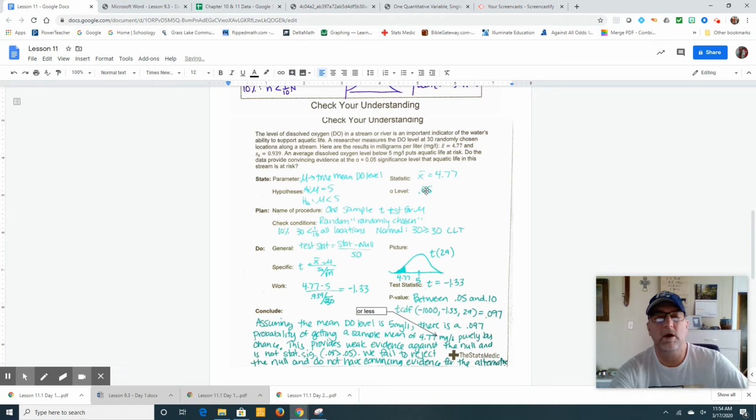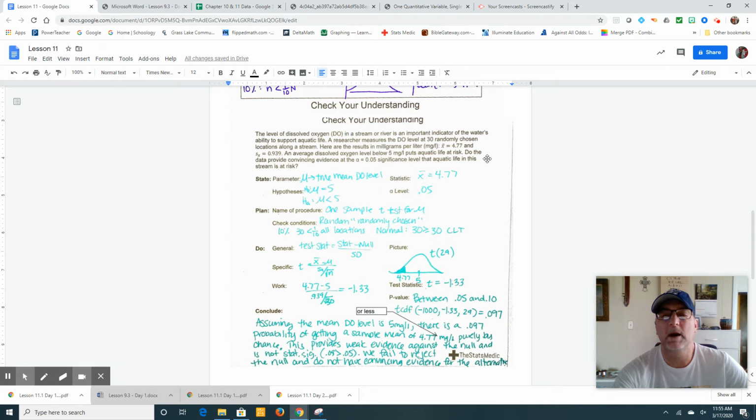All right, so here they're talking about the level of dissolved oxygen in a stream or river, which is an important indicator of water's ability to support aquatic life. A researcher measures the DO level at 30 randomly chosen locations. So our n is 30, so that's great because we can use the central limit theorem for normal. Here are the results in milligrams per liter. So make sure you remember to put units in everything you're doing. Like in our sleep problem, we should have made sure you had hours there.